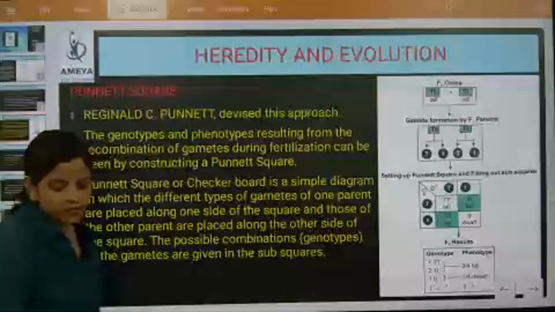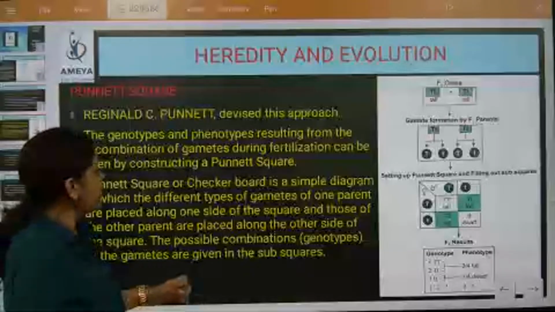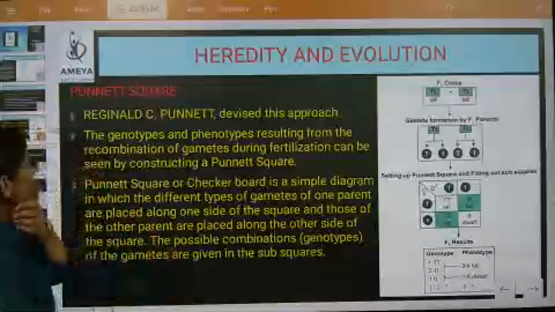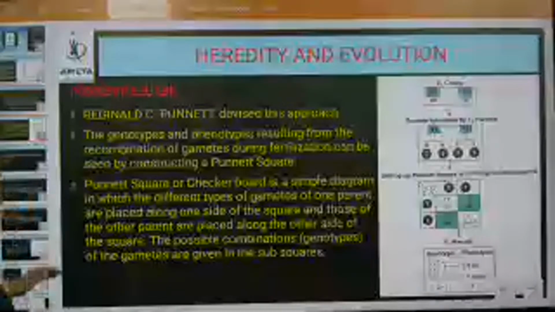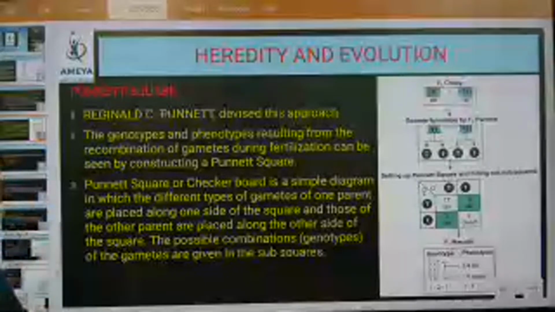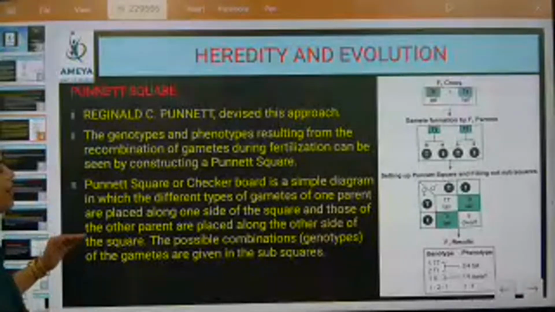Done. So now what we will do is the Punnett square. A Punnett square or checker diagram is one in which the different types of gametes of one parent are placed along one side of the square and those of the other parent are placed along the other side of the square.